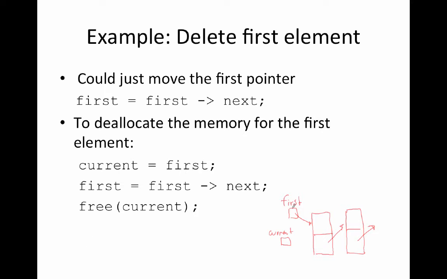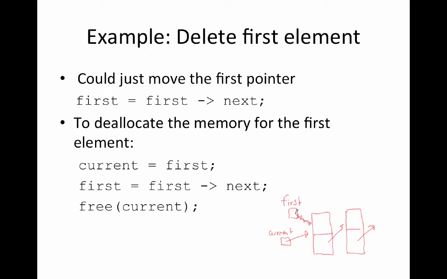We could say first gets the value first arrow next, so move first to point over here. But if we did that, then we wouldn't have any way of deallocating or freeing up this space. So if we wanted to do that, then we could have another pointer, for example, current. And one thing we can do is set it equal to first, and then say first is first arrow next.